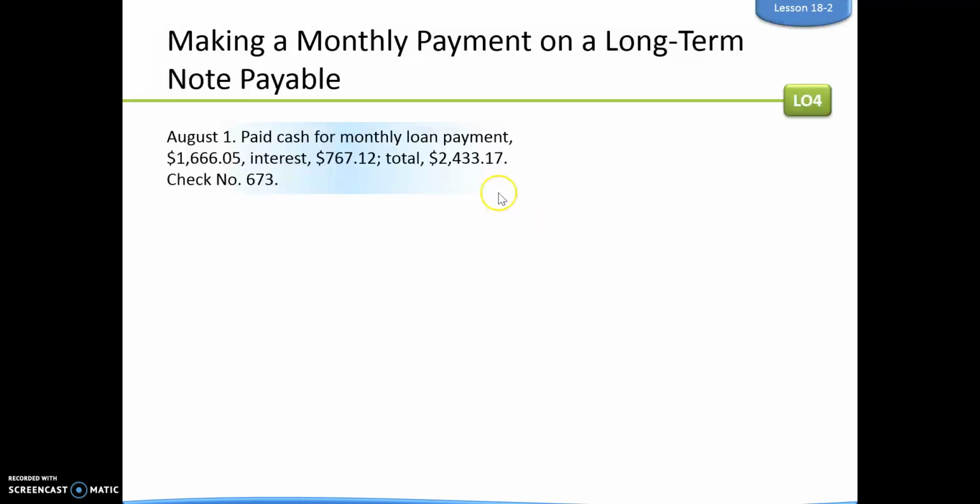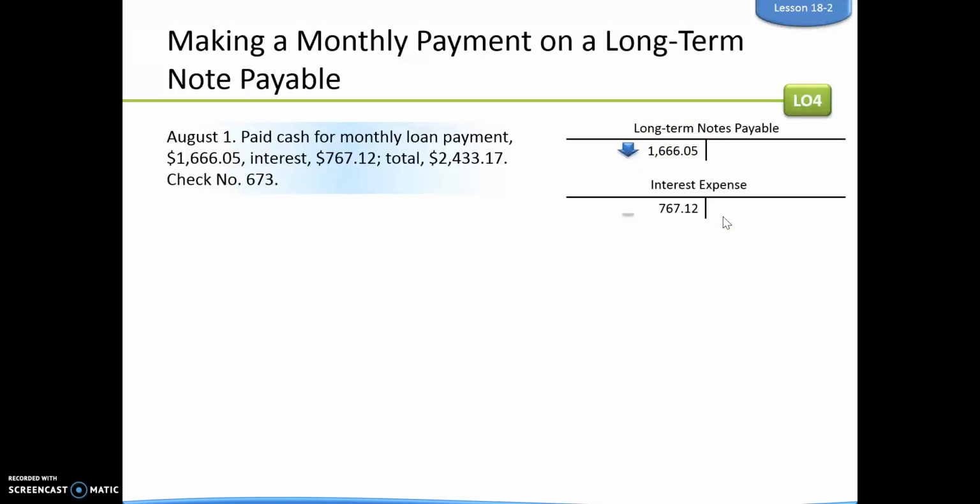So here they have it broken down. We paid our monthly loan payment. So our long-term note payable is going down for the principal amount. This is the amount that's actually reducing our debt. Interest expense is going up with a debit for the $767.12, because we have to record the fact that not all of our $2,433 actually reduces our debt. Some goes to interest.